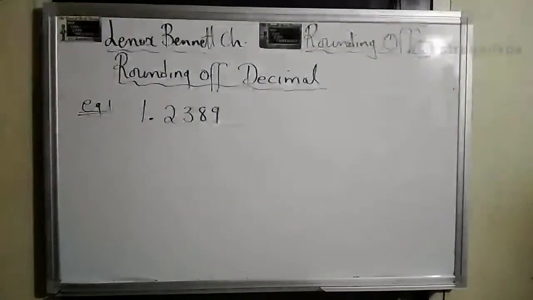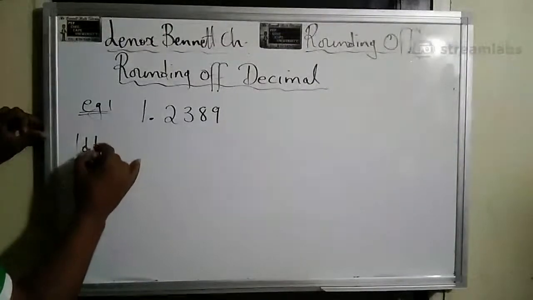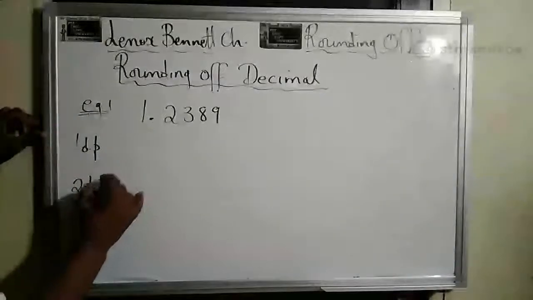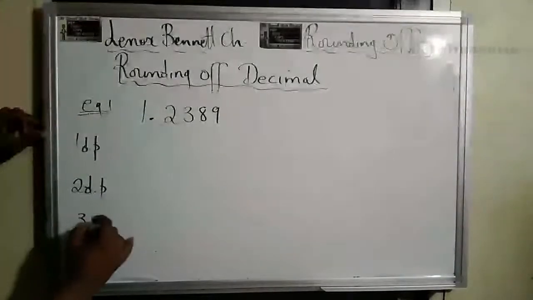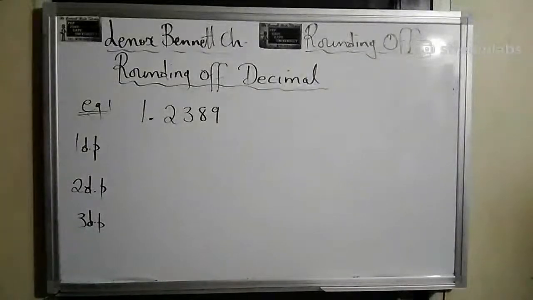So we're gonna round it off to 1 decimal place. We're gonna use just DP, 2 decimal place, and 3 decimal place. Alright, so we're going to be rounding off to 1 decimal place.